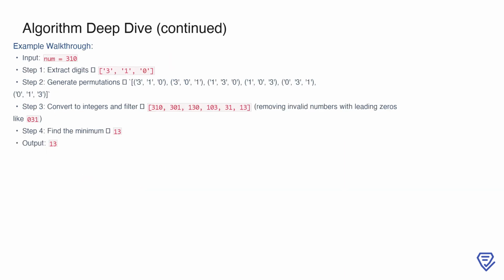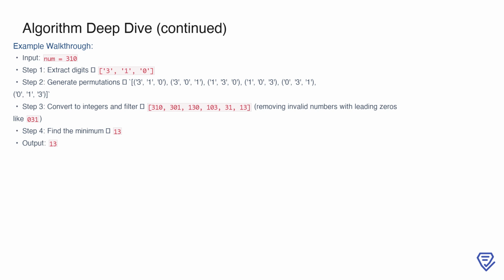To better understand the process, let's walk through an example. Suppose the input is number equals 310. First, we extract the digits, resulting in the list 3, 1, 0. Next, we generate all possible permutations of these digits, which gives us 3, 1, 0; 3, 0, 1; 1, 3, 0; 1, 0, 3; 0, 3, 1; 0, 1, 3.